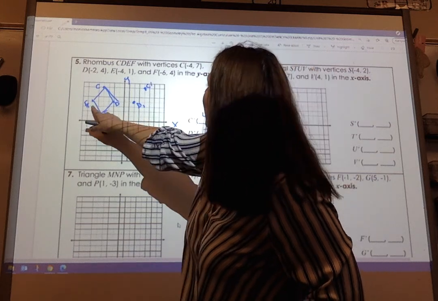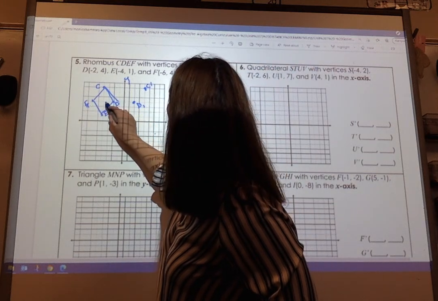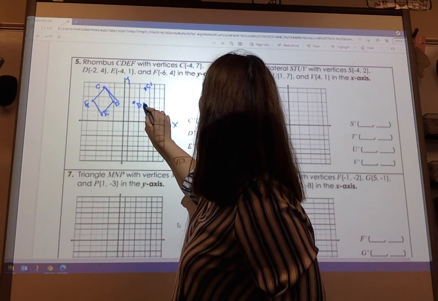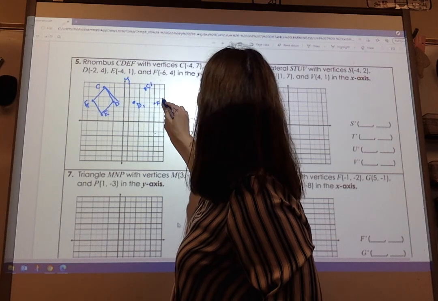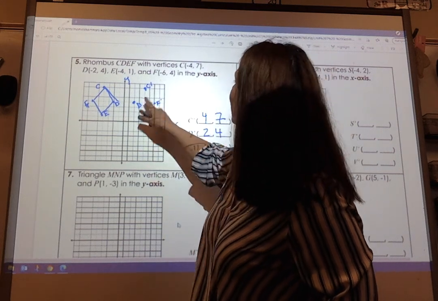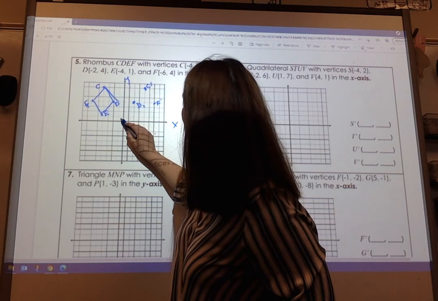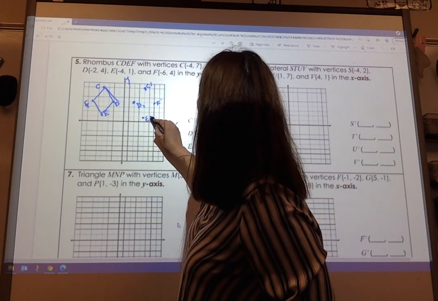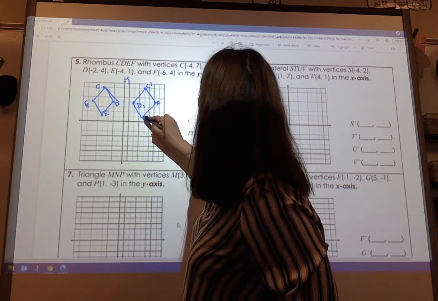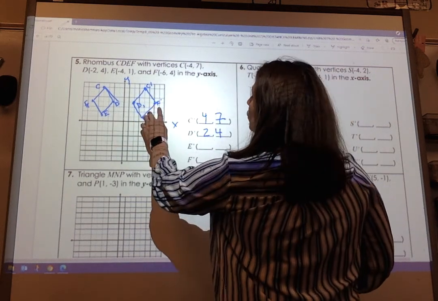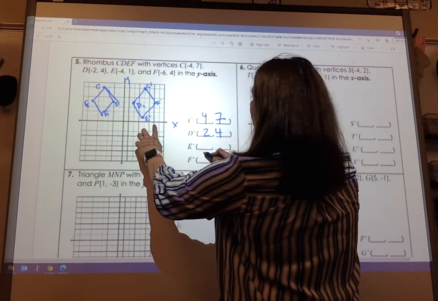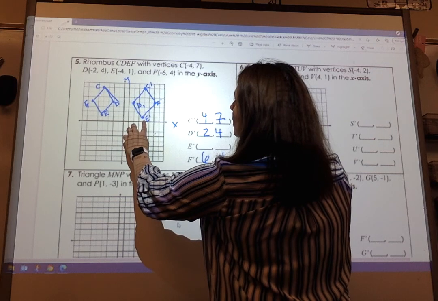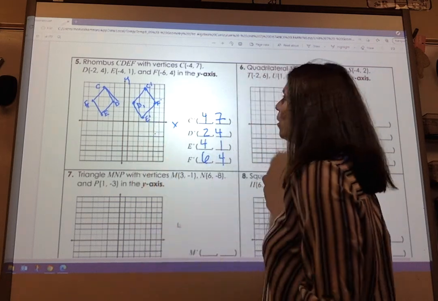C1, and my F value is located 1, 2, 3, 4, 5, 6 units to the left, so it's going to be 6 units to the right, 1, 2, 3, 4, 5, 6. That's my F value, my new one. And my E value, if it's 1, 2, 3, 4, it's going to be 1, 2, 3, 4. And there's my new image. So F, you'll notice, is going to be +6, +4, and my E value is going to be +4, +1.